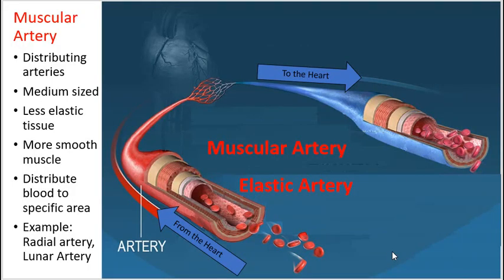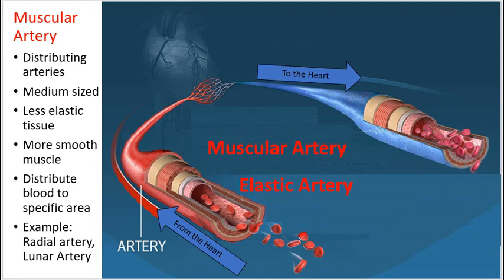The second type of artery that you have is the muscular artery. Those are called distributing arteries. Those arteries are medium size. Most of the arteries in our body are actually muscular arteries. They have less elastic tissue and more smooth muscle compared to the elastic arteries and arterioles. Because they have less elastic tissue, they're less stretchable. But since they have more smooth muscle, they have better capability of contraction and constriction.